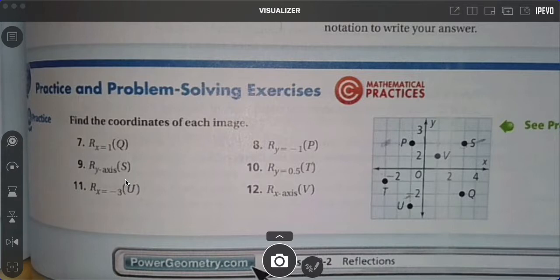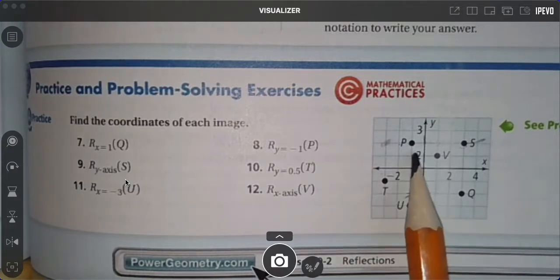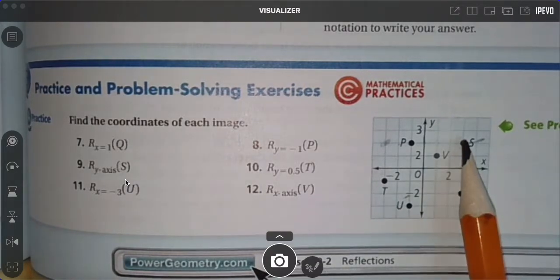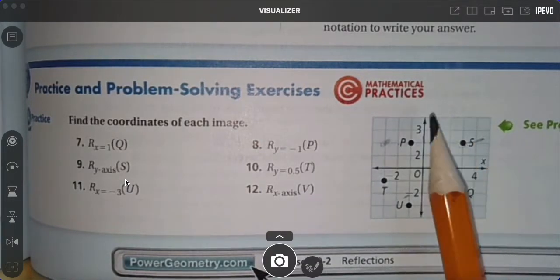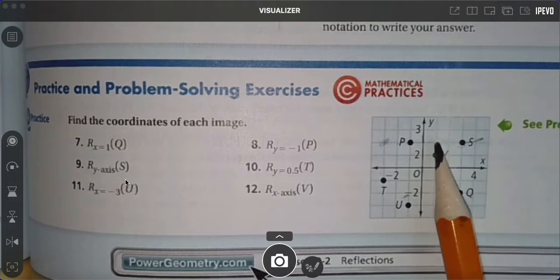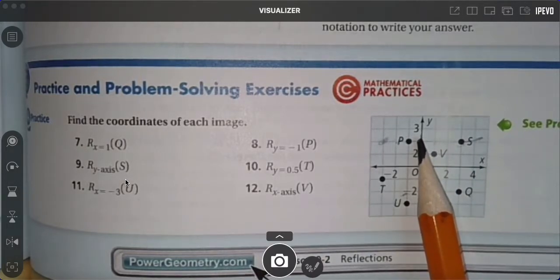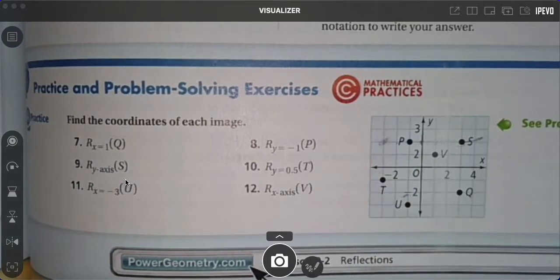So how many spaces? Oh, it is 2.5. Yeah, they did 2.5. So how many spaces from S, you count over 3 and you go over 3? Yeah, since this one was going across the y-axis, 1, 2, 3, then you have to continue to reflect and go over 3 more spaces. So did we do the first one right then?